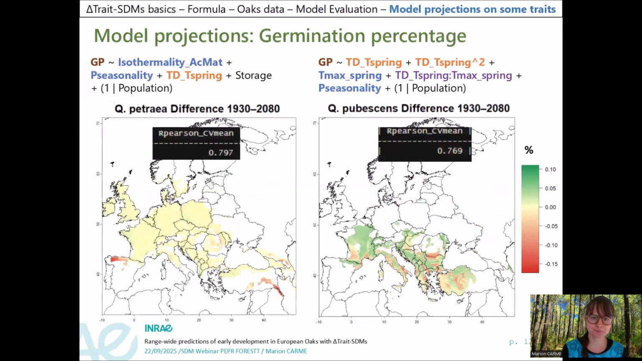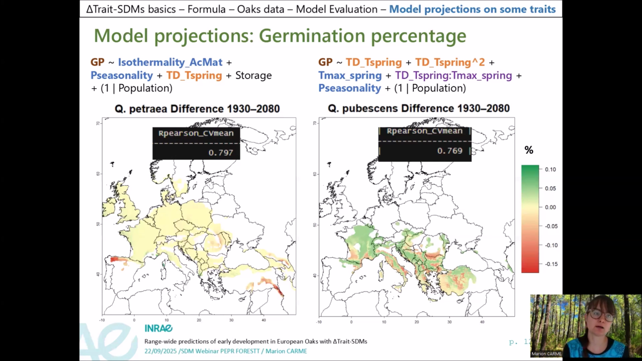So I will now show you some spatial predictions on some traits. These are still ongoing work. The maps are still subject to change, but they make a very good example of what we can get. First, you can see projections for germination percentage. Here it's basically the difference of germination between 1930 and 2080, the end of this century. On the left, you have sessile oak, and on the right, pubescent oak. The scale on the extreme right goes from minus 15% of germination to plus 10% of germination. Above each map, you can see the model for each species.